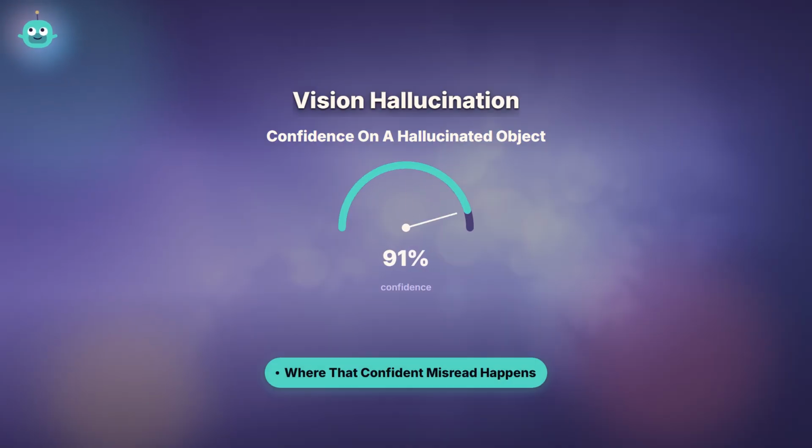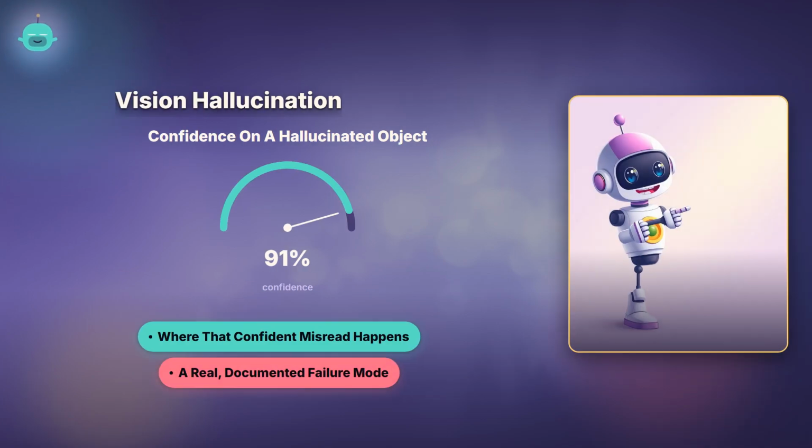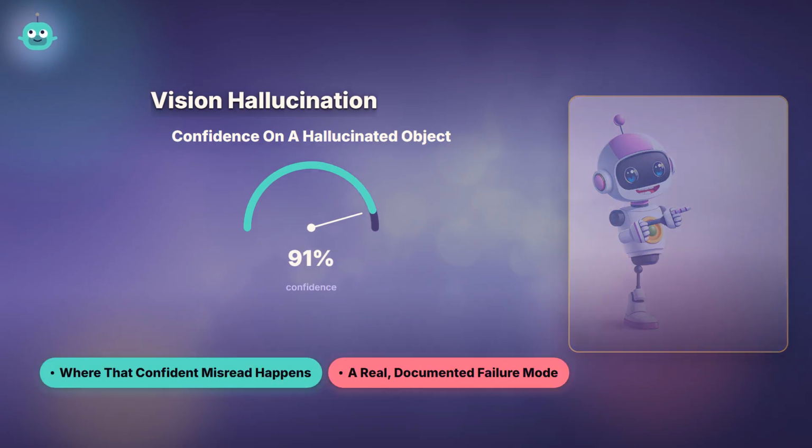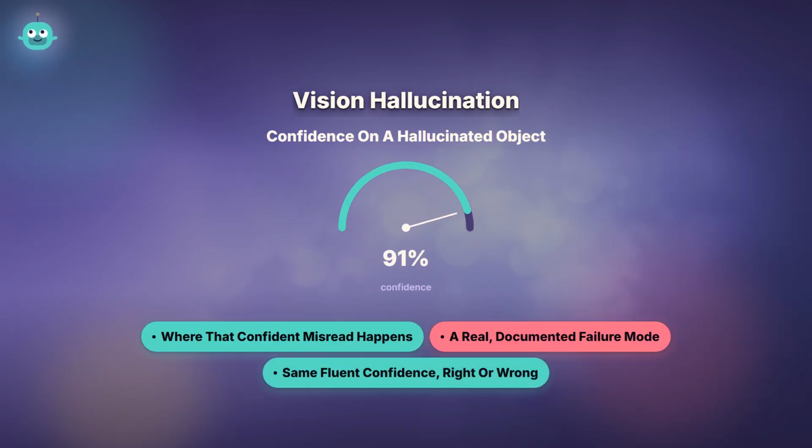Remember that confident misread from the start of this video? Here's exactly where it happens, because seeing pixels isn't the same as understanding them reliably. Vision hallucination is a real, documented failure mode. Models confidently describe objects that aren't in the image at all. It says this with the same fluent confidence it uses when it's actually right, and honestly, that's not even the strangest way this breaks.